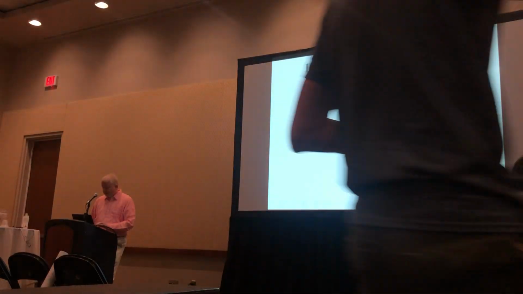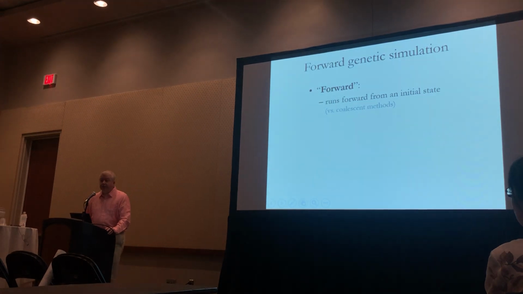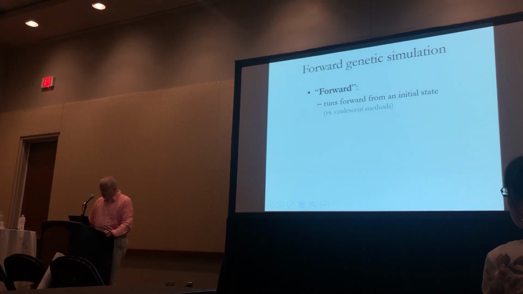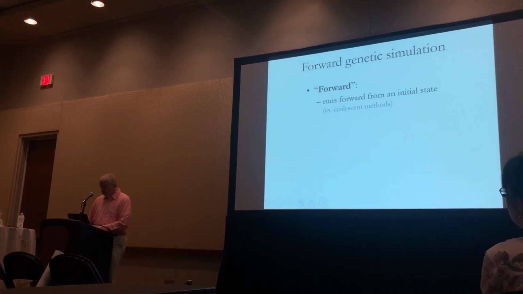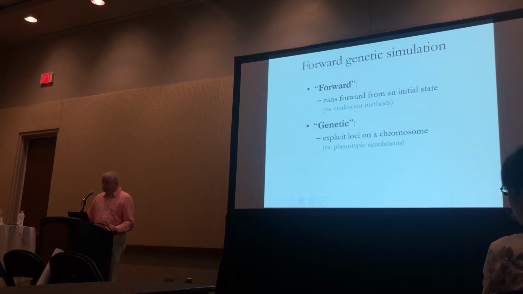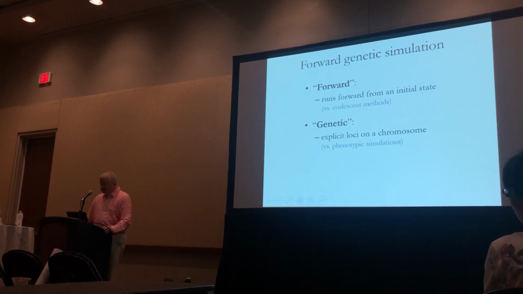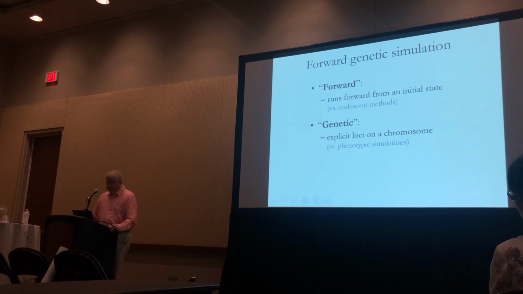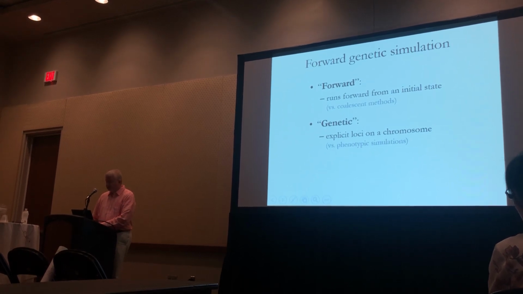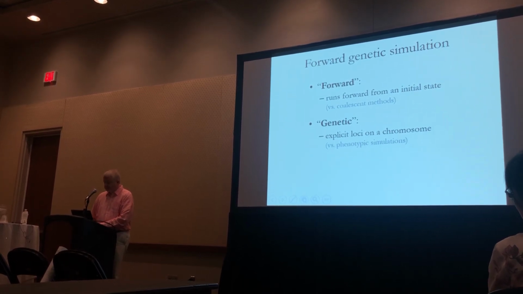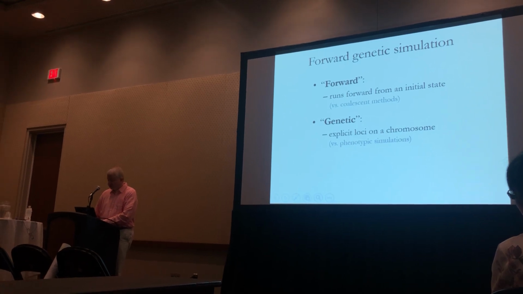So SLiM is often described as software for forward genetic simulation. And so what is meant by that exactly? Forward means that the simulation runs forward in time from an initial ancestral state, and that's in contrast to the coalescent, for example, which runs backward in time. Genetic means that SLiM simulates explicit genetic loci at specific positions along the chromosome, and that's in contrast to more phenotypic simulations that lack that kind of explicit genetics.